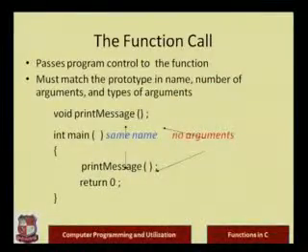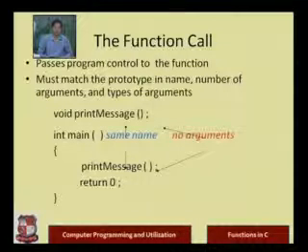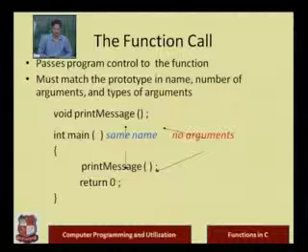A function call. What is a function call? It passes program control to a function. That means the actual logic will be executed after the function call. A function call must match the prototype of that function. That means whatever we have defined previously, that function definition must match the function call.